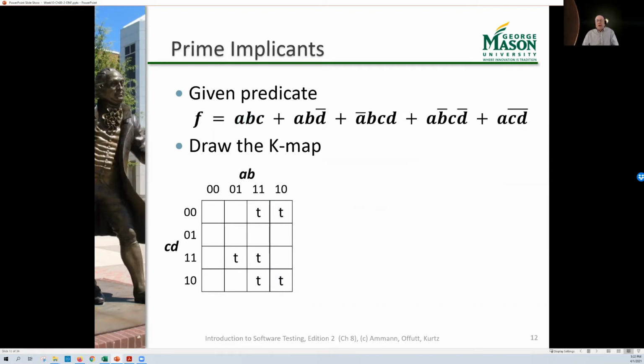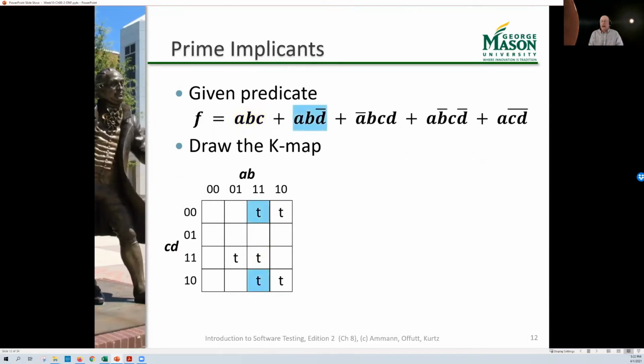So let's look at some prime implicants. If we've got this nasty predicate, F equals ABC, or AB not D, or not A, B, C, D, or A not B, C not D, or A not C not D. Okay, let's draw the K-map. So we'll go term by term. A, B, C, that's where A is true, and B is true, and C is true, and we don't care about D. So that maps to those 2 cells.